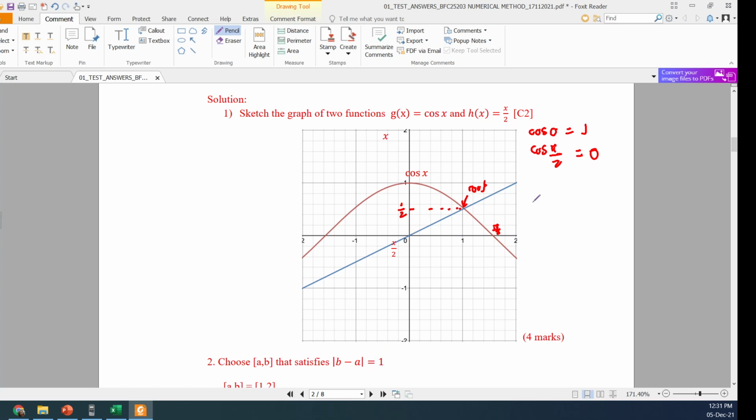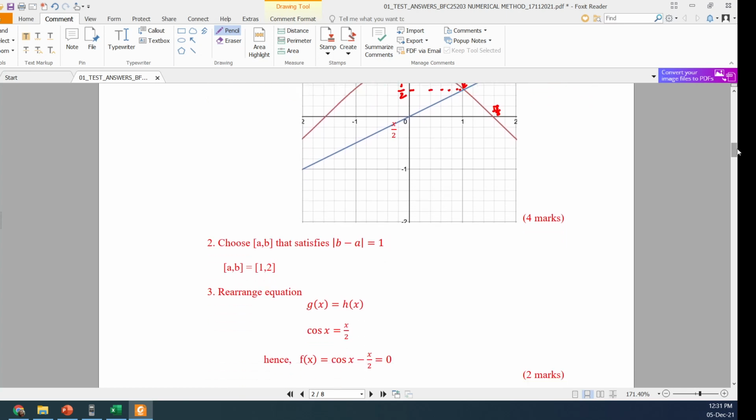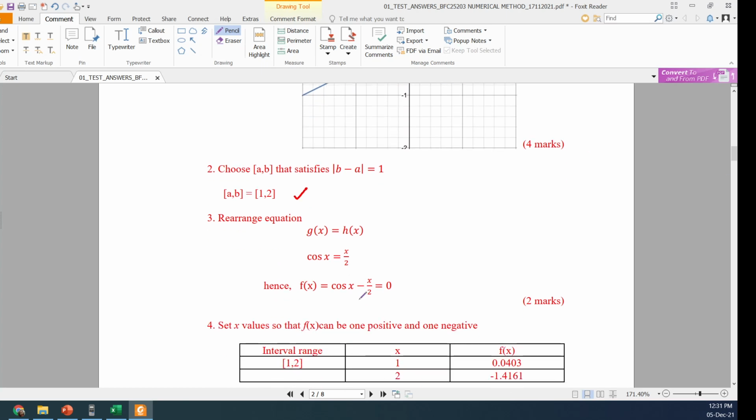Okay, the graph here with the correct labeling, you have 4 marks here. And then here 1, 2, 1. From the two functions given, make it become one non-linear equation. It's either cos x minus x over 2 or x over 2 minus cos x. Here 1, 2.